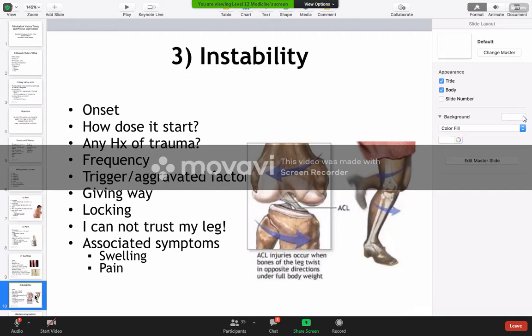And then usually when we talk about the knee, giving away is a very common complaint. Sometimes patients would complain of locking, or they'll tell you that I cannot trust my leg. So these are the common presentations when you talk about instability. Also, you should ask about the associated symptoms with instability, whether this is causing pain or swelling, but you have to understand what's the main complaint.